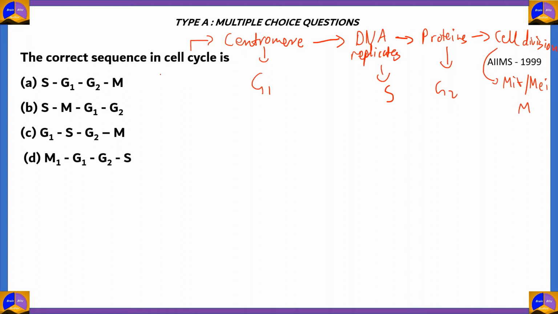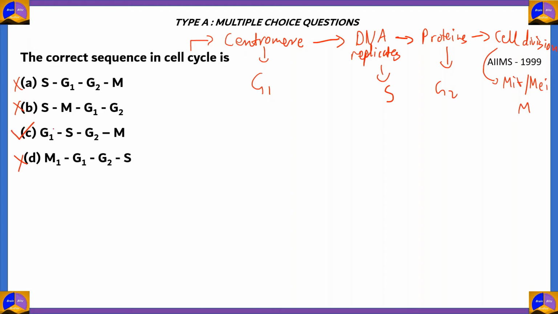So if you look at our sequences in option A, S comes first. So that means it says that the DNA replicates first, but in reality, the centromere replicates first. So option A is incorrect. In option B, it is the same scenario because S comes first. So they're saying that DNA replicates first, which is incorrect. In option D, M comes first. So that means mitosis happens first before the preparation for mitosis, which is absolutely wrong. So option D is incorrect.